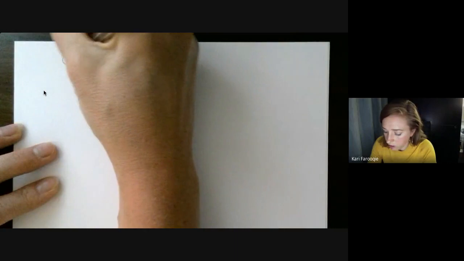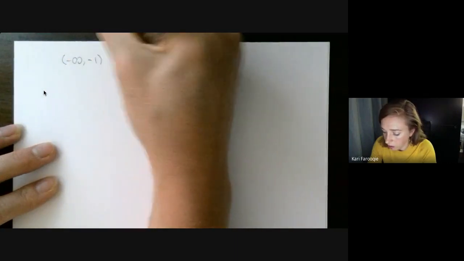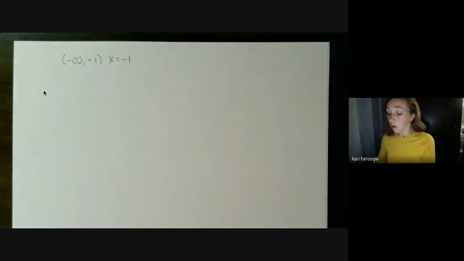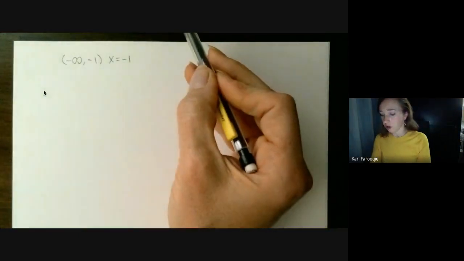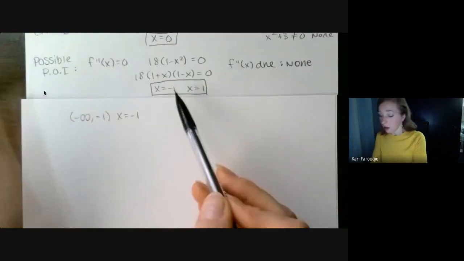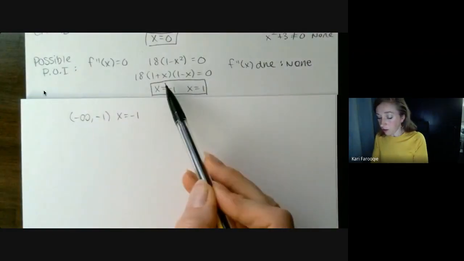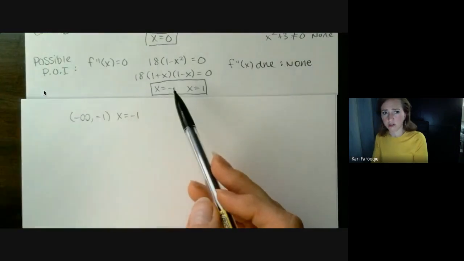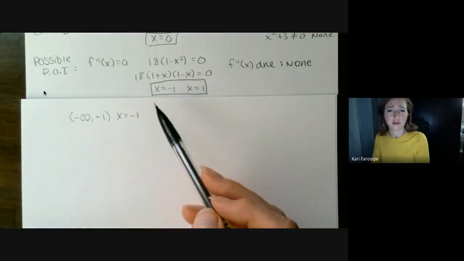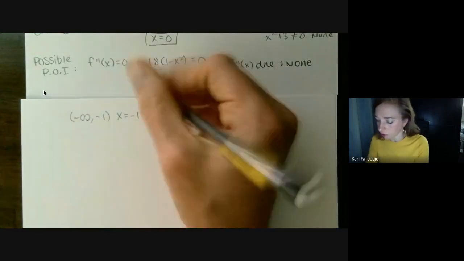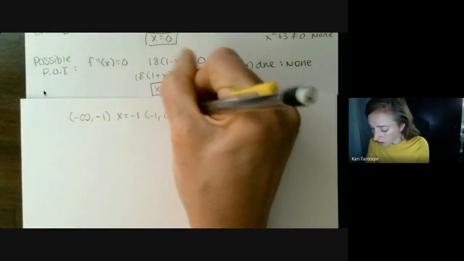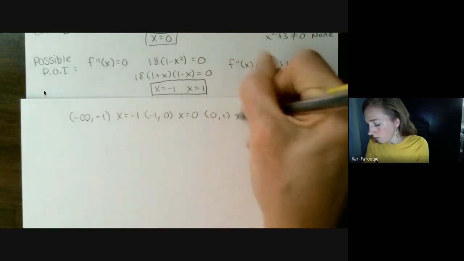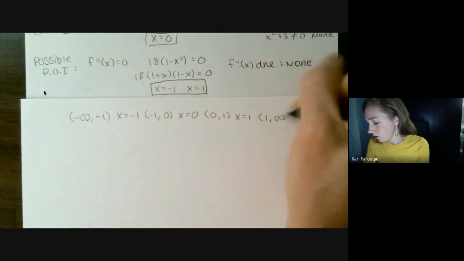I'm going to go from -infinity to -1, and then I'm going to look at what happens at -1. Because remember, if I end up having a point of inflection here, I'm going to want to know what the corresponding value is for that. So I'm going to want to know, well, what is f of -1 so that I can actually give the point where the point of inflection occurs. Then we're going to go from -1 to 0. Then we'll go from 0 to 1. And then from 1 to infinity.